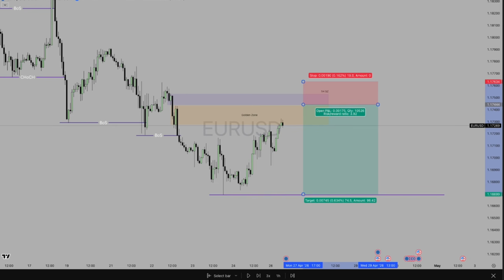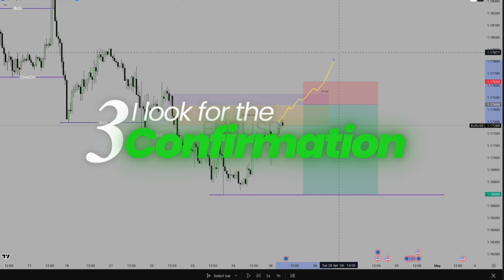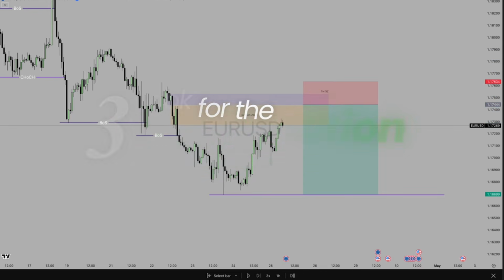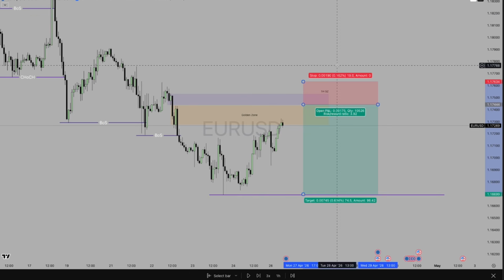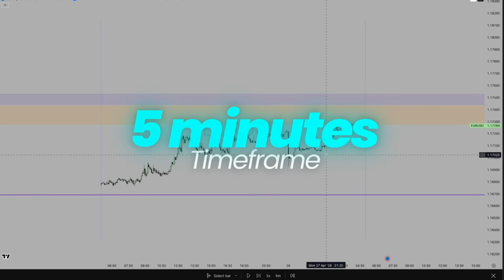But the thing is that this chart can just continue this way and take me out. But if I wait for a confirmation on the lower time frame, then I am less likely to be taken out of this trade. So for that confirmation, we're going to go straight down to the 5 minutes time frame, which is the second time frame we need.